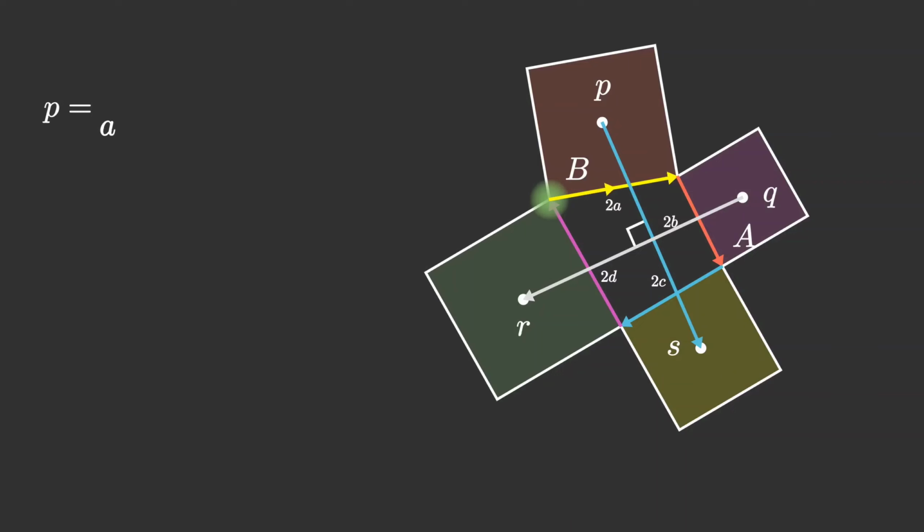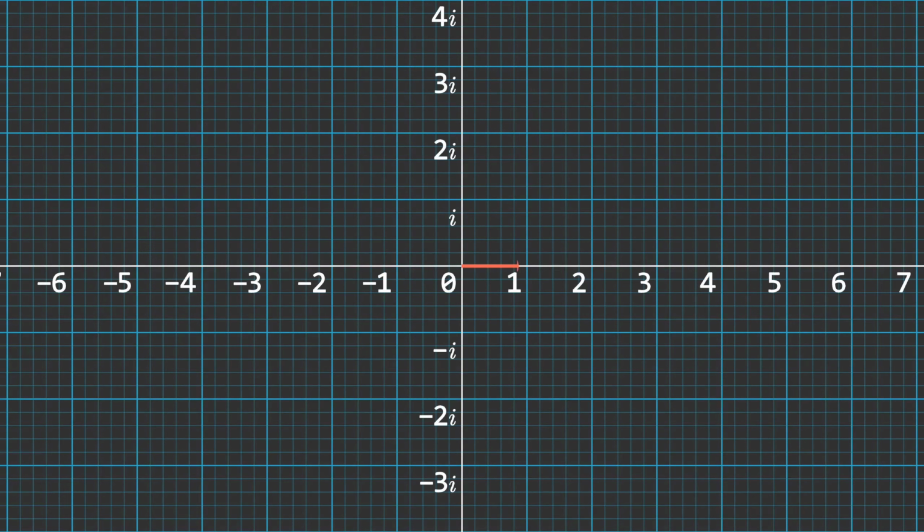Now I want to get to the point P from the origin. So what will I do? I will go first to the midpoint of the yellow vector, then I will go the same amount in the perpendicular direction to reach P, and I have written mathematically the same. Here I have multiplied a with i to go in the perpendicular direction, because when we multiply a complex number with i, it becomes perpendicular to that number or vector.